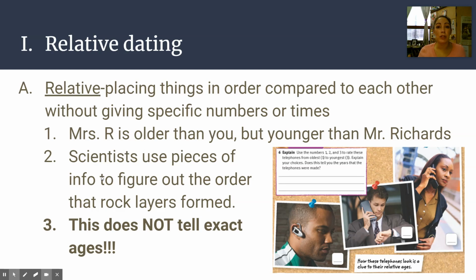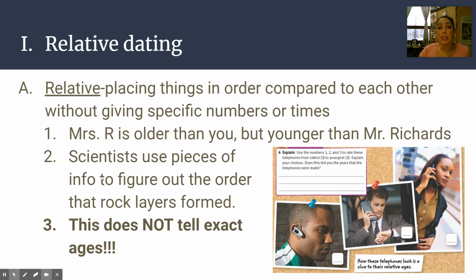Scientists can use different clues to figure out relative age. So where those rock layers are in the earth, that's a big, big clue. And like the shape of the rock, has it been faulted? Has it been folded? That kind of thing. Again, something that's bolded on this slide, that's very, very important, is this does not tell the exact time or the exact age of this rock layer.